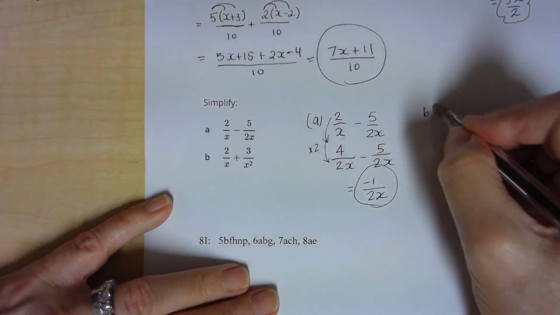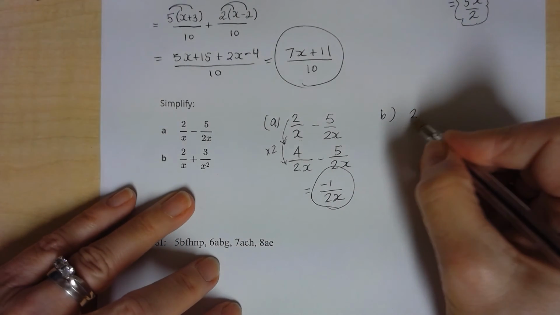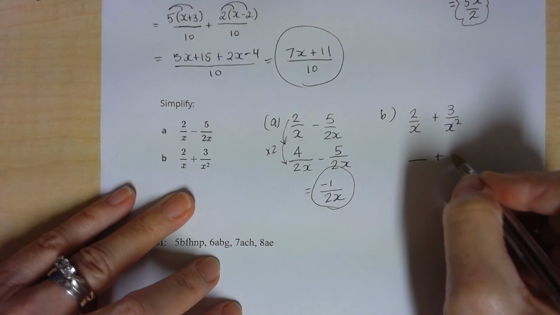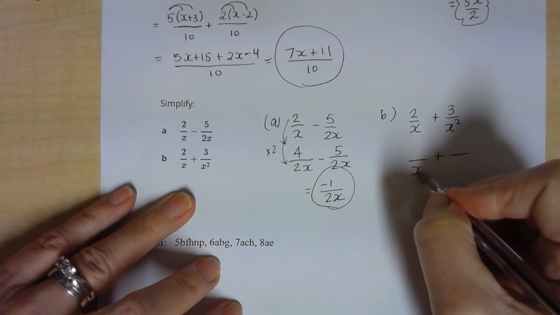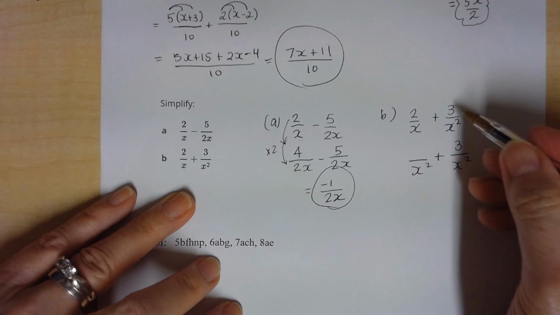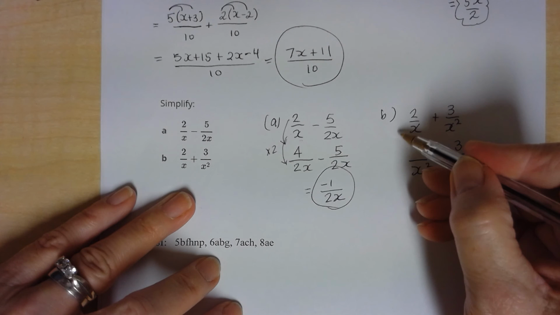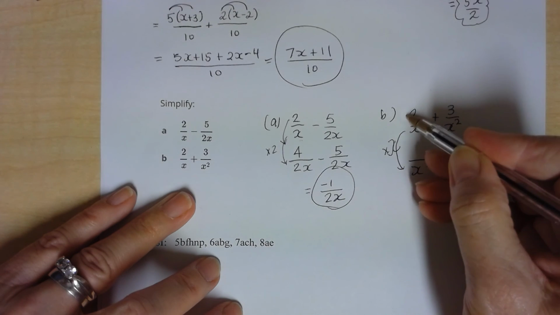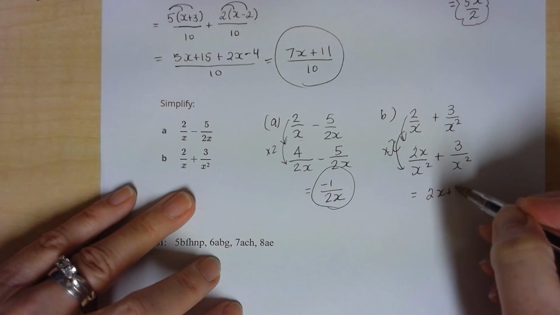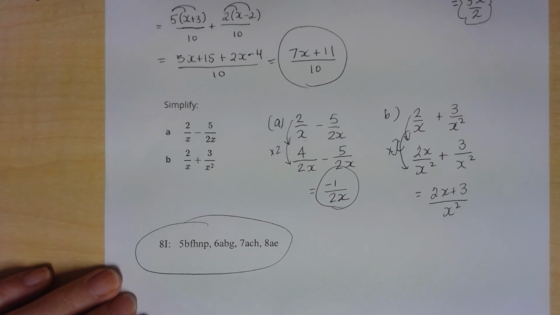I'll do B over here. Try to stay out of the shadow. I can see that if I multiply this one by x, I'll get it to be x squared. So that stays 3. But this one I have to multiply by x. So I have to do the top by the same, so I get 2x. So it gives me 2x plus 3 for the top, numerator, over x squared. And these are the questions, not too many, for 8i.